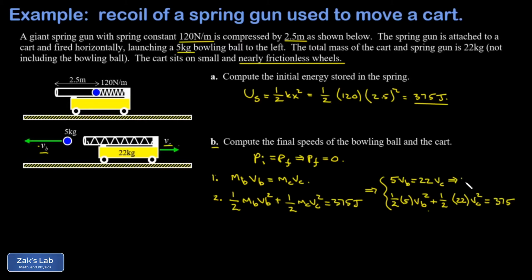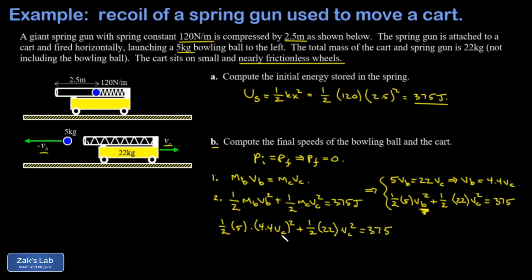So I'll go ahead and solve for VB in terms of VC. So VB is 22 over 5 VC, and that's 4.4 VC. And then we sub that into the energy equation. So this is going to give us 1/2 times 5 times (4.4 VC) all squared, plus 1/2 of 22. That's 11, but I'll leave it that way for now. 1/2 of 22 times VC squared is equal to 375.